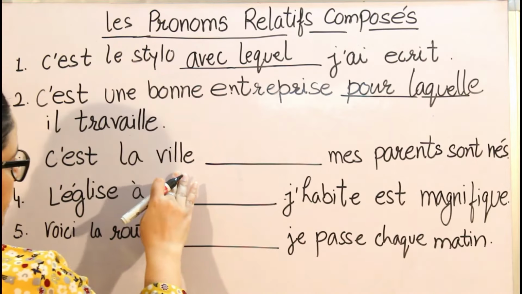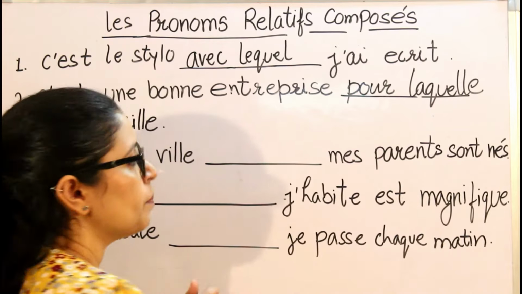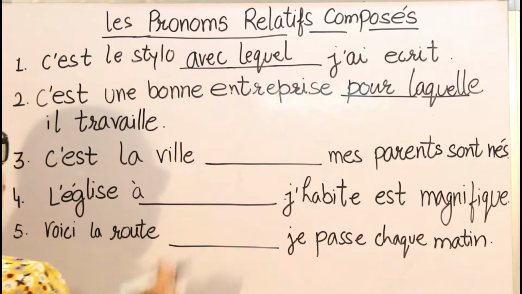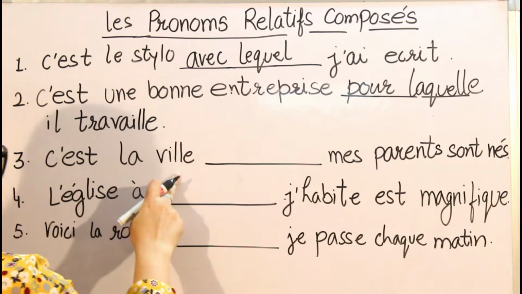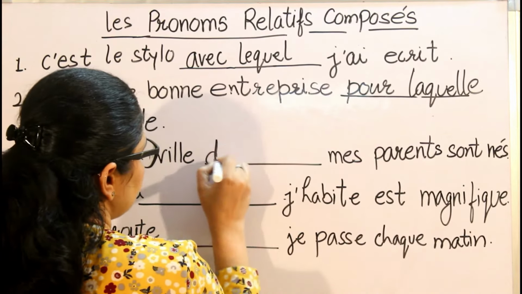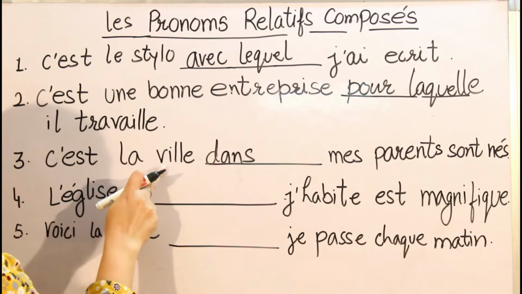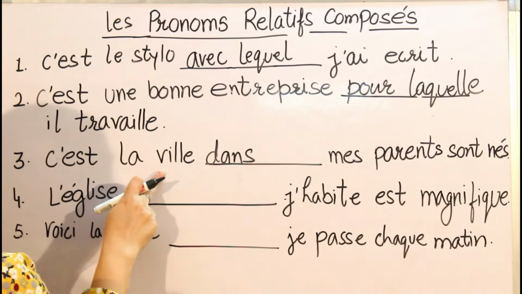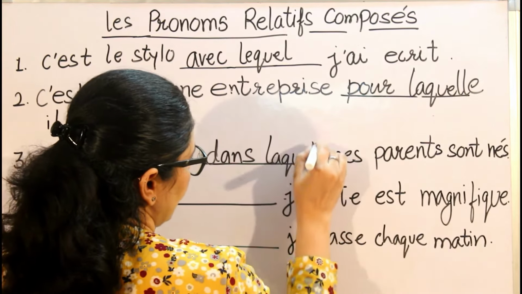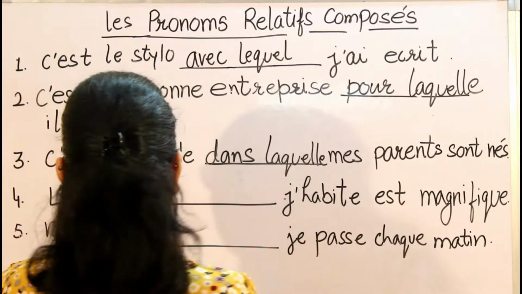This is the city. Now either I can say where, I can use où also, but here I am using relative composé with the preposition. So I'll write a preposition first. C'est la ville. So I'll say in which. For in I'll write dans, and for which I need to check whether the word I'm talking about is feminine or masculine. Here it is feminine, so I'll write laquelle. This is the city in which my parents were born.